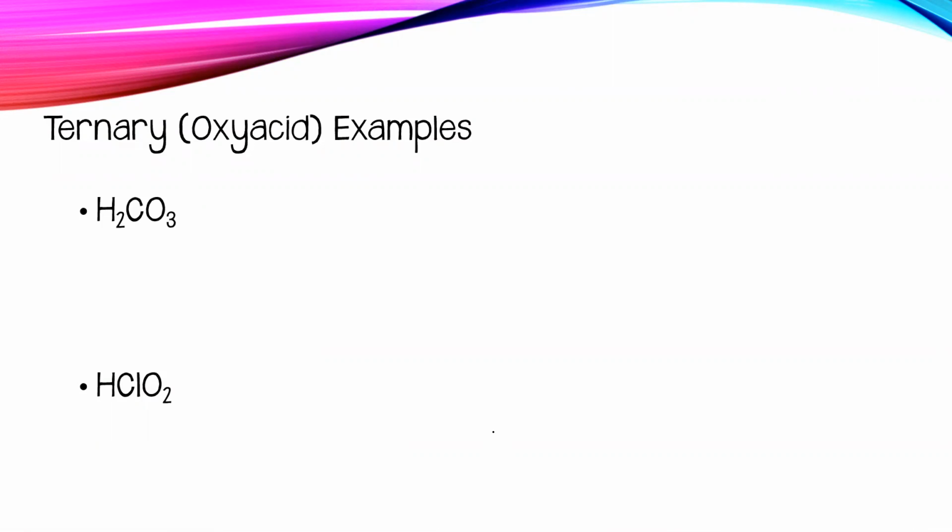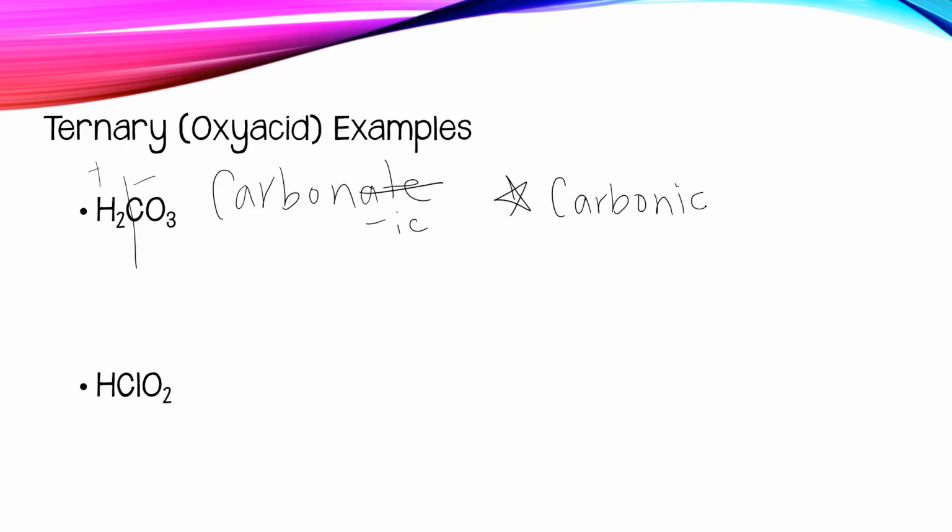Okay, so first example, we have H2CO3. So once again, we're going to break it apart into its ions. The H is a positive ion, the radical is negative. CO3 is carbonate. So we change ATE to IC, I ate something icky, and this becomes carbonic acid. You don't add that hydro before it for ternary. All right, what about the next one?